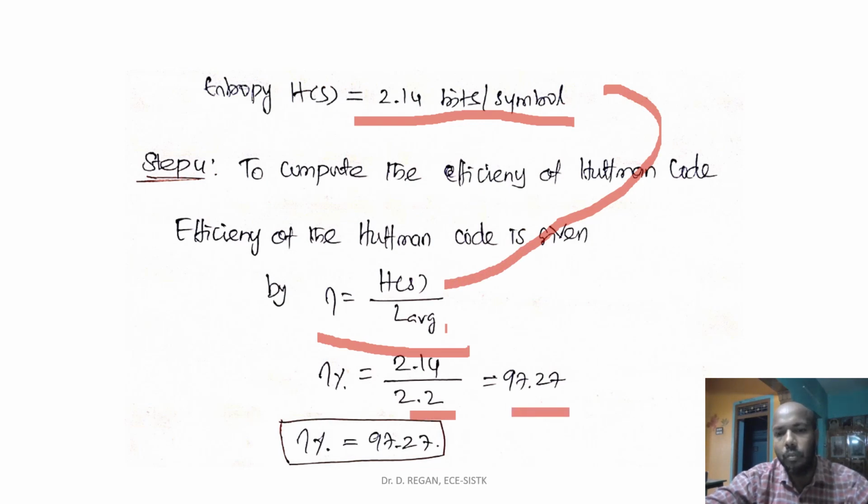So I got 97.27%. You have to multiply by 100 to get the percentage. Okay. So the answer for this Huffman coding system is 97.27. That is the coding efficiency of the Huffman coding algorithm here.